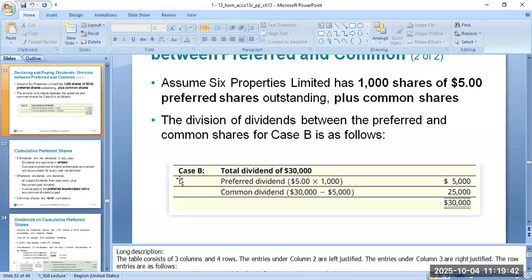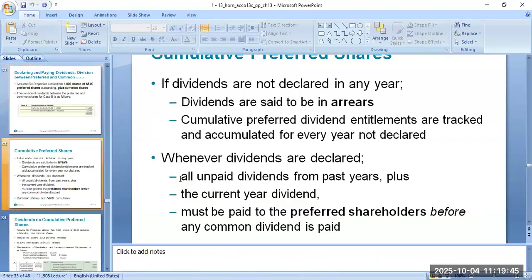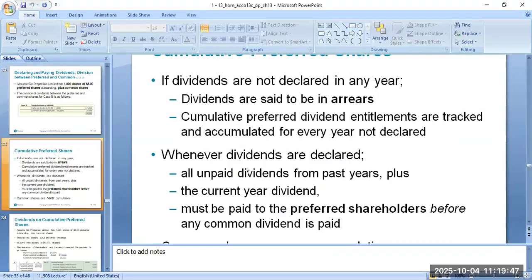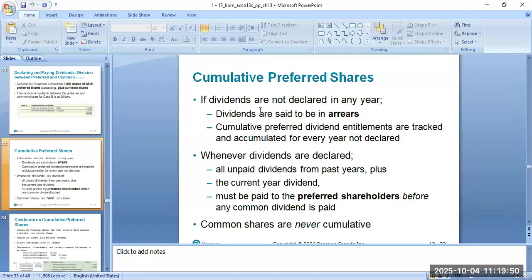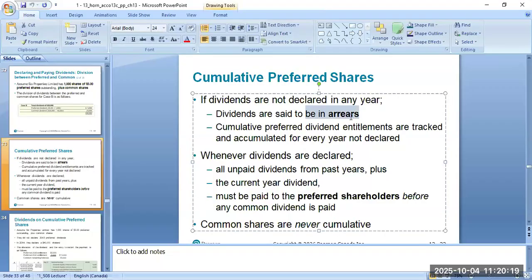Now, the interesting thing with the preferred shares is that they might be cumulative. What does cumulative mean? Cumulative means that if the dividend was not declared in any of the previous years, that dividend is not lost for the preferred shares. They're going to get it when the corporation declares a dividend. That's why those dividends are called in arrears. This is the term: dividend in arrears.